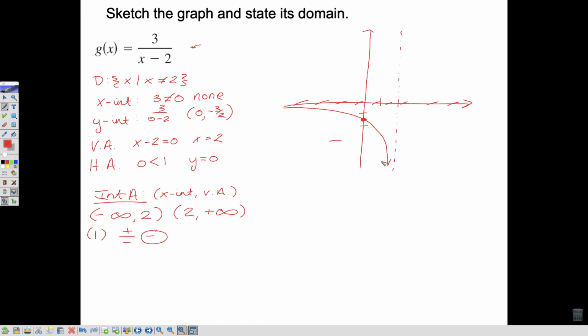Okay, 2 to positive infinity. Gentry, give me a number from 2 to positive infinity. 3. Oh boy, being real creative. Okay, so my numerator is 3, positive.